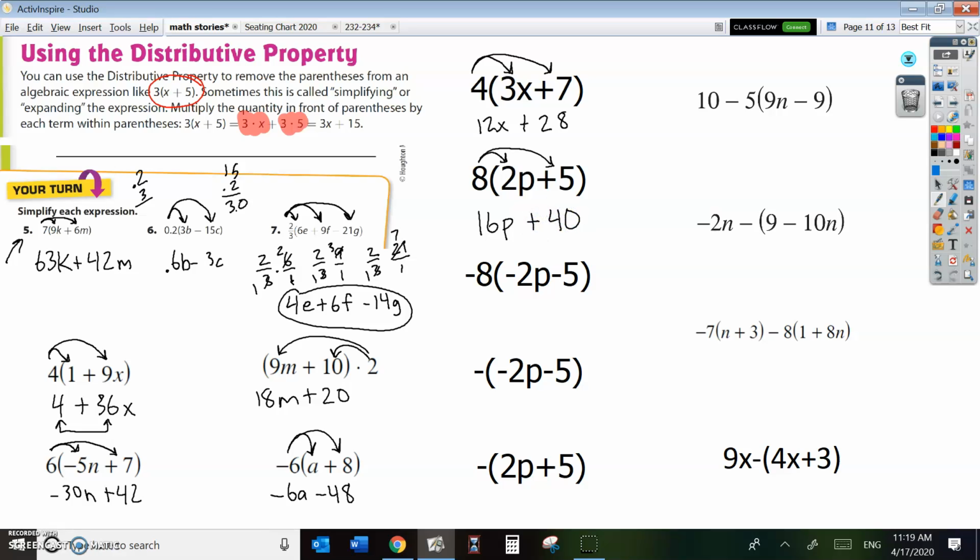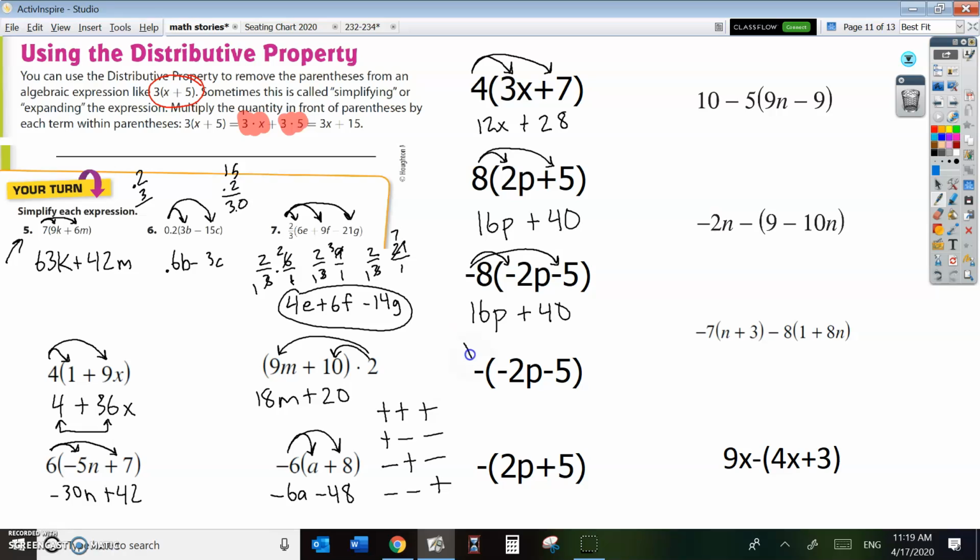Okay, this can be a little more confusing, but remember your rules of multiplication with negative and positive. So good things happen to good people, and that's good. Good things happen to bad people, and that's bad. Bad things happen to good people, and that's bad. Bad things happen to bad people, and that's good. So here, a negative times a negative is going to be a positive 16p. A negative 8 times negative 5 is positive 40.